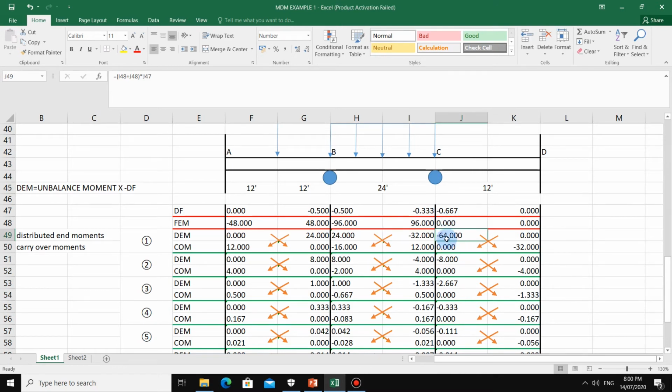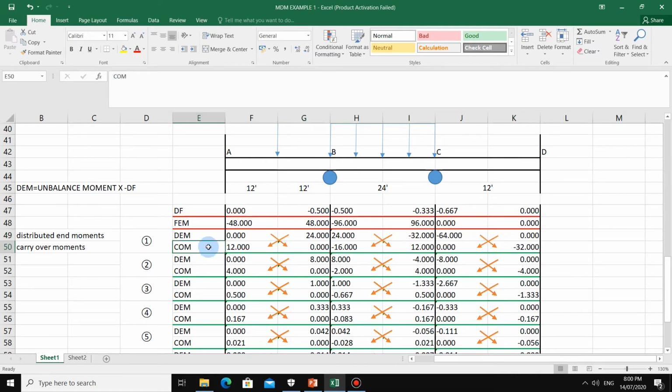Then kani negative 64, same lang gyapon guys. So 96 plus 0 then times nimo sa negative 2/3 or negative 0.667. So nakay negative 64. Then kani diri guys, so 0 gyapon no kay wala man siya fixed end moment, 0 pa gyud ang DF. Okay? So that's motong para sa DEM no sa cycle 1 no, cycle 1. So nakay distributed end moments.